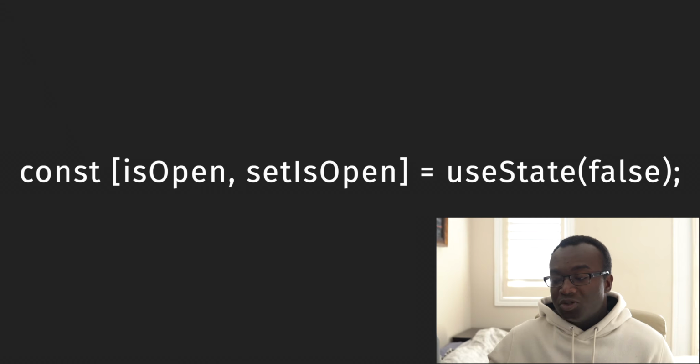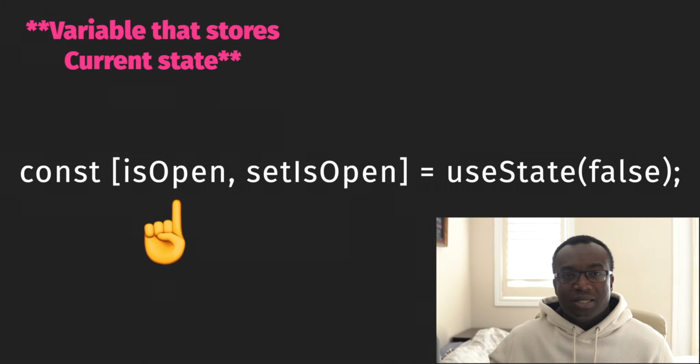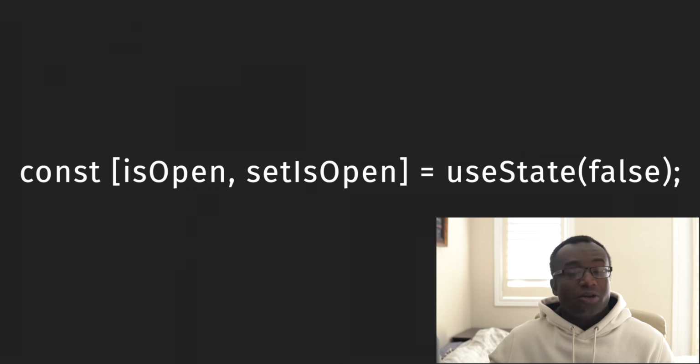I made a video about this earlier, showing how to use the useState hook, but I'm going to briefly go over it here. We're going to destructure two items from the useState function. The first item is going to be a variable that we can use to read our current state, while the second item is a function that we can call to set that state.